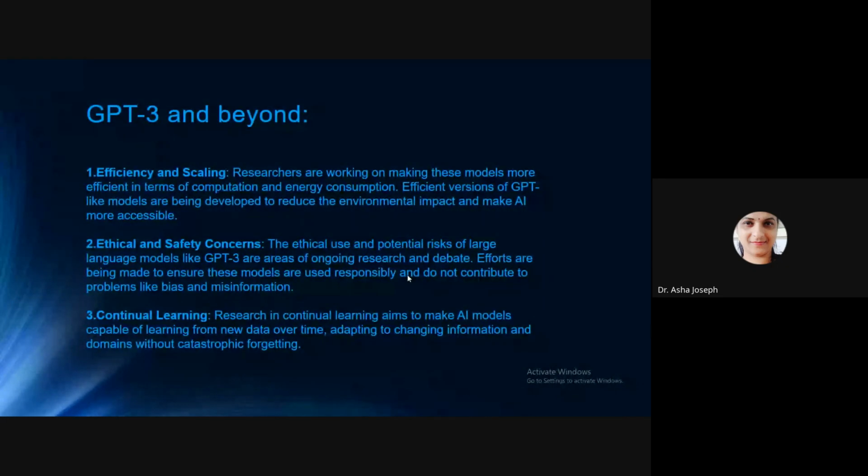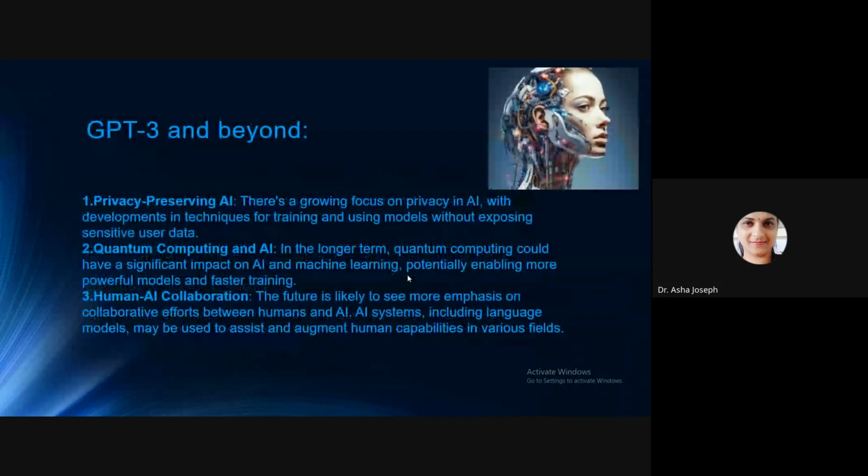And ethical and safety concerns, which I have already mentioned many times, so I am not saying it again. Continual learning: research in continual learning aims to make AI models capable of learning from new data over time. That means getting updated and adapting to changing information and domains without catastrophic forgetting. This is the current trend.